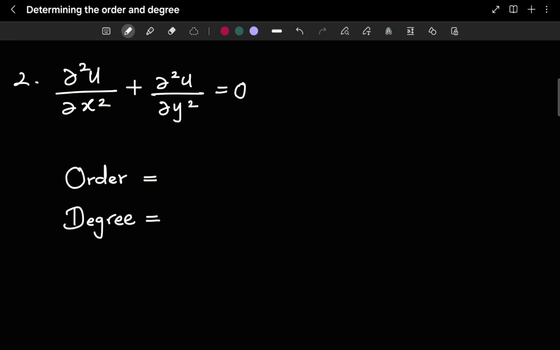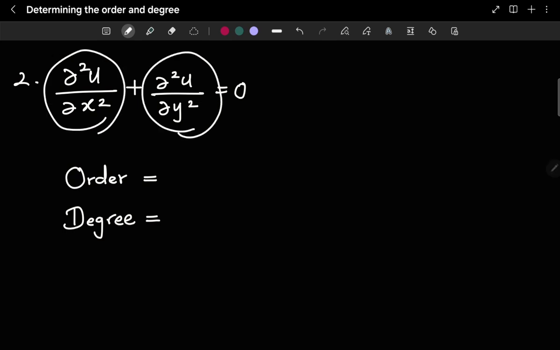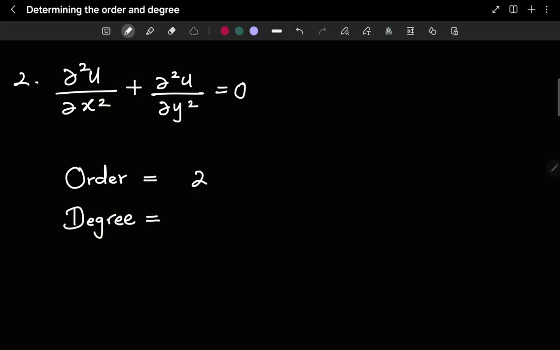So we have delta squared u by delta x squared plus delta squared u by delta y squared equals 0. So here we have a second order differential equation. So both the terms are the second derivative. So we can write the order as 2, and when determining the degree we can see that both the derivative parts have been raised to the power 1. So we can determine the degree as 1 here.